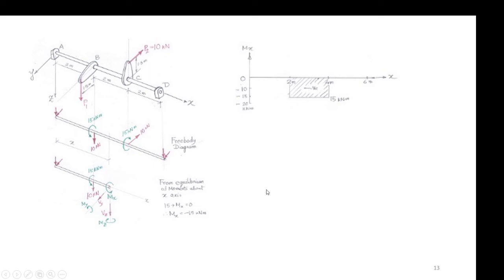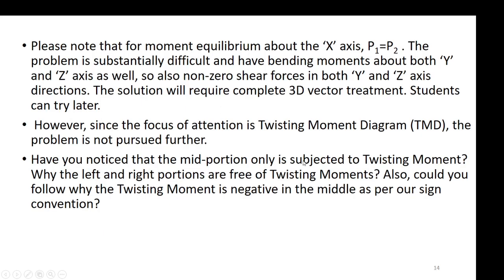So you can now infer from that that this part is only twisted. Since there is a release at both the sides with the bearing, they are not twisted. They will remain straight. And the diagram shows that. So P1 is equal to P2 and also the twisting moment where it is released, and the mid portion only is subjected to twisting moment.